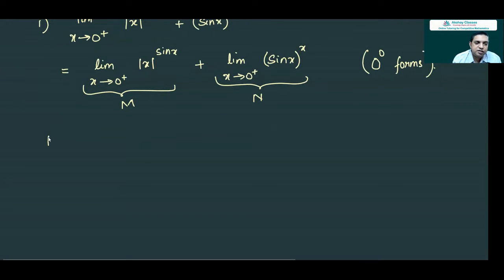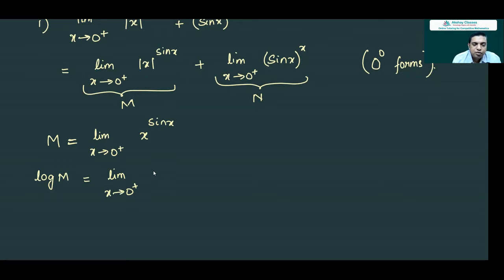So let us look at this one, m. M is limit x tends to 0 plus, I will write this as x power sin x, the first one. So to find this out, what we'll do, take log on both sides. This is log, natural log. When I'm just writing log, it is a natural log. So I get log x to the power sin x, which is nothing but sin x into log x.